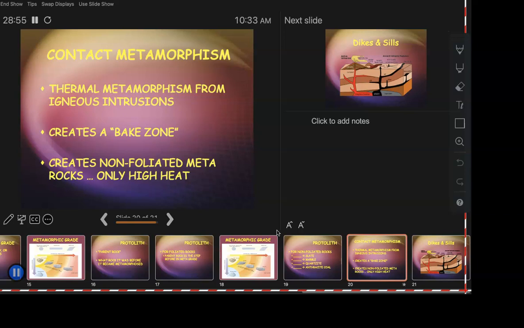This is a little bit more on the spot. This is what we call contact metamorphism, and I've mentioned it to you a few times already when we talked about those igneous intrusions. This is that bake zone stuff. This is the marshmallow coming into the bonfire, okay? This is only an exposure to high temperatures, so it makes the non-foliateds.